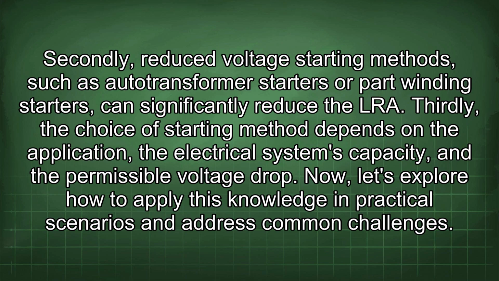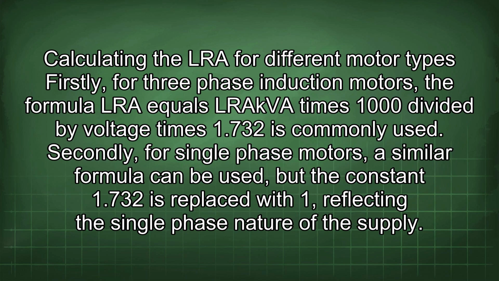Now let's explore how to apply this knowledge in practical scenarios and address common challenges. Calculating the LRA for different motor types. Firstly, for three-phase induction motors, the formula LRA equals LR kVA times 1000 divided by voltage times 1.732 is commonly used. Secondly, for single-phase motors, a similar formula can be used, but the constant 1.732 is replaced with 1, reflecting the single-phase nature of the supply.